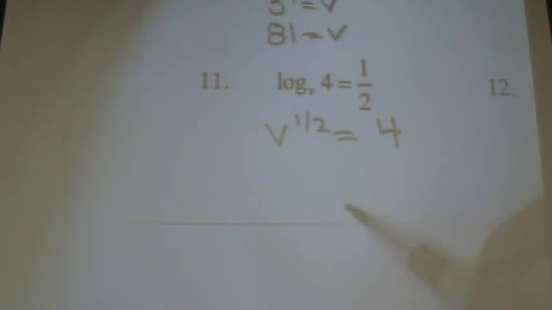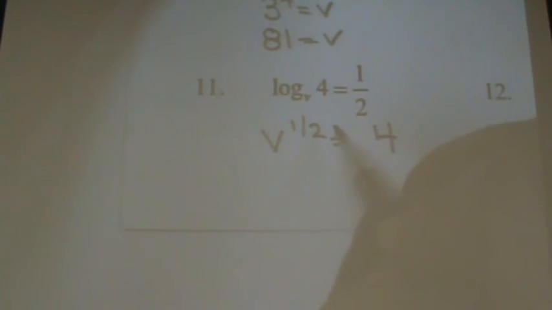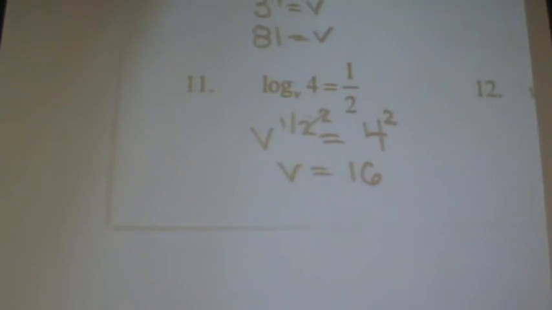How about 11? V to the 1/2 power is equal to 4. Now, some of you can do that in your head, but we did these, believe it or not, last chapter. Do you remember what we had to do to this side? Raise it to the second power, because we wanted to get rid of those. So what's your answer? 16. V is 16.